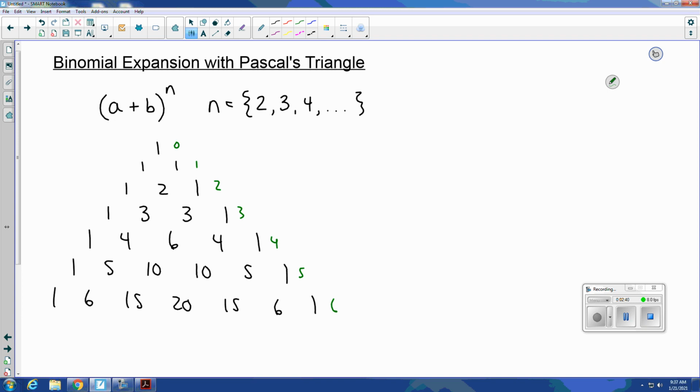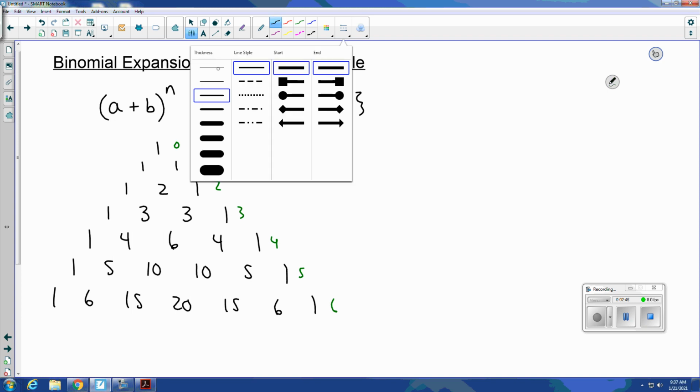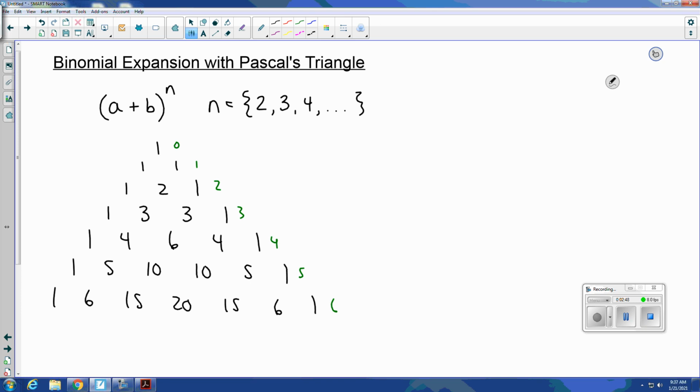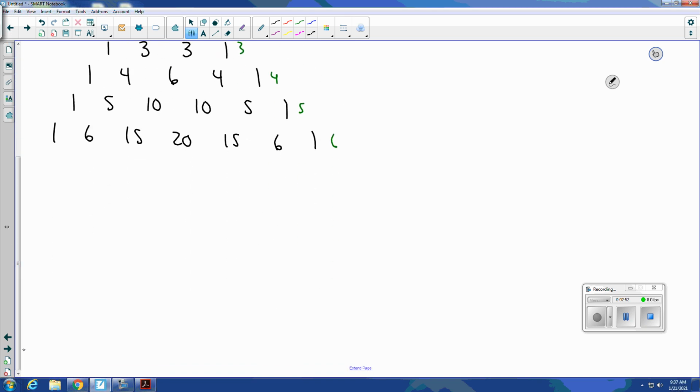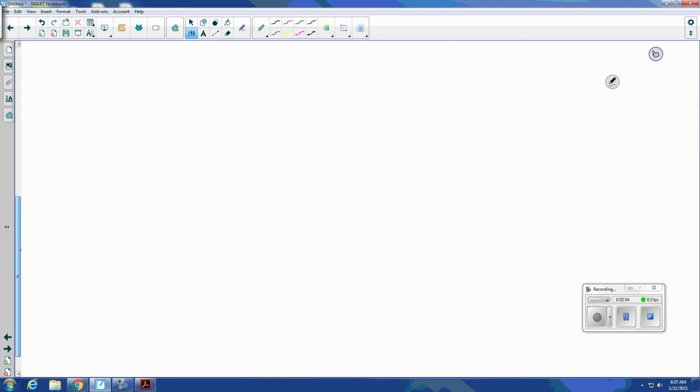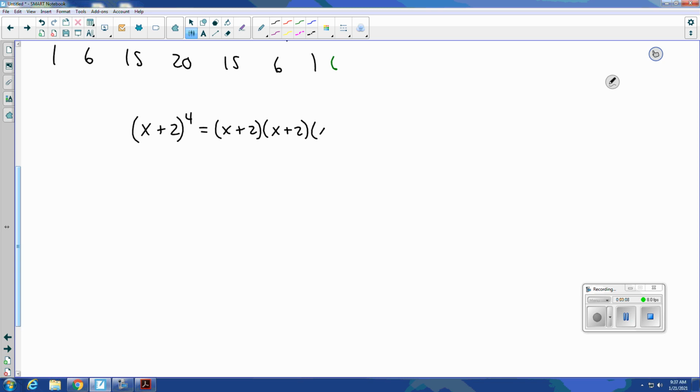Now, how we use Pascal's triangle to expand the binomial is in the following way. It's going to be best done through an example. So actually, before I do an example, let's do it the old-fashioned way rather quickly, and then we'll see why Pascal's triangle is so much better when expanding a binomial. In fact, I'll choose a relatively simple binomial. Let's say we have (x + 2)^4. We know that this requires the multiplication of 4 binomial terms to expand this.